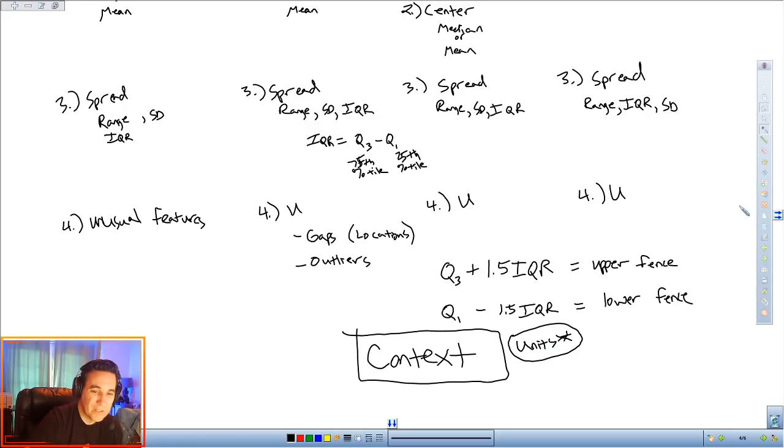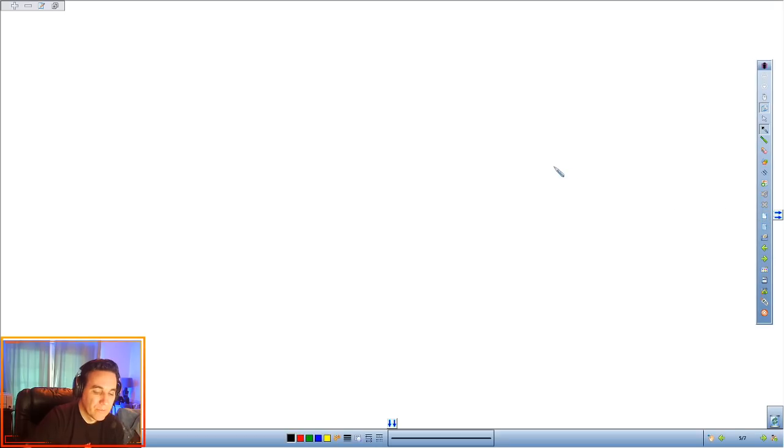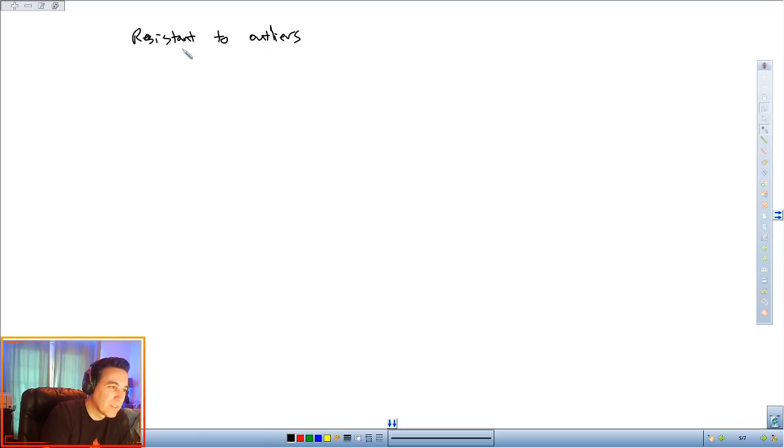Resistance to outliers. So remember, if you have unusual points in your data, it's not good for means and standard deviations. Medians are resistant because they don't get moved by tails and outliers. IQR is good because the quartiles don't move that much from outliers. So median and IQR are resistant.